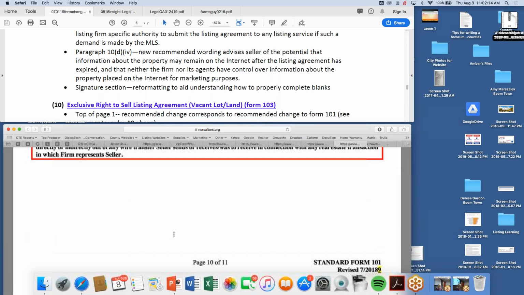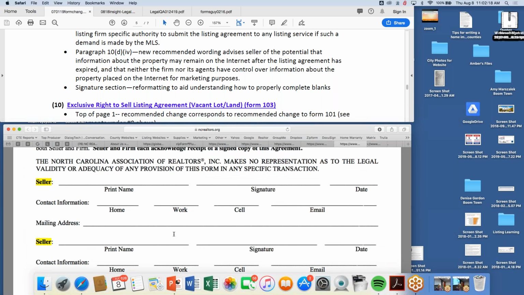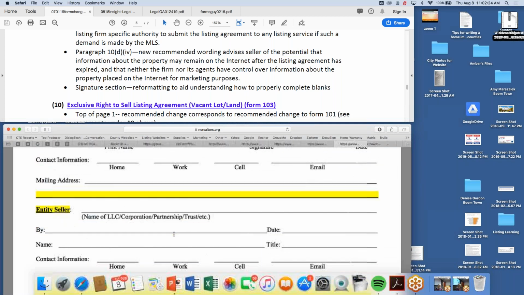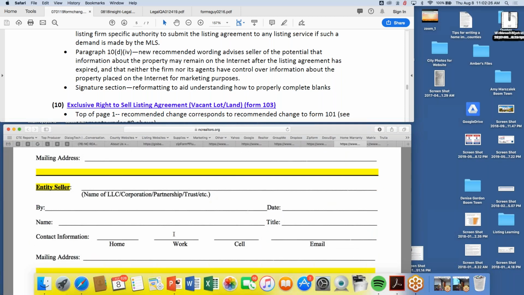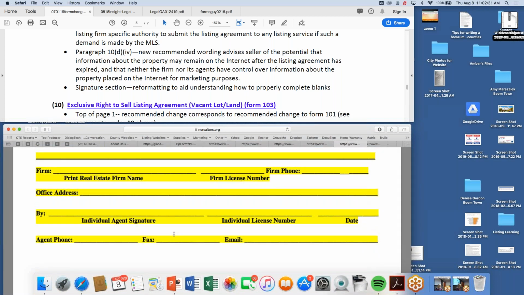So as we come down to the bottom, I was just going to show you, now you clearly have seller, print name, signature, date, so that people will understand where to go and you won't have to keep talking through the process. And then the entity information is separate, and the firm piece is separate. What you might notice here is now the firm license number is a part of it. So all of a sudden that's popping up.